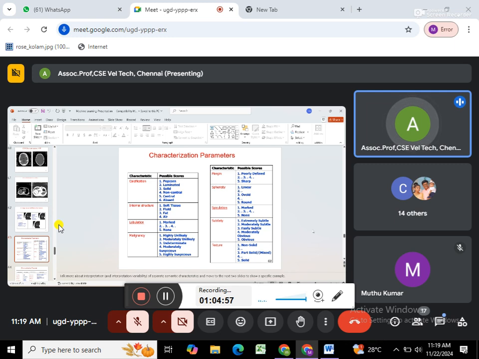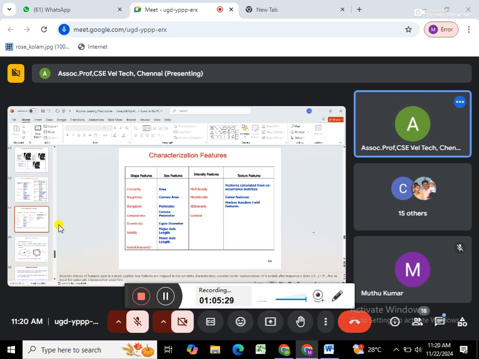Calcification: we are going to calculate 6 parameters: popcorn, laminated, solid, non-central, central, absent. The internal structures like fat, fluid, soft tissues, everything we have to take into account. And possible scores for everything will be validated. For margin: poorly defined, sharply defined; sphericity: linear, round or oval; and spiculation: marked or none, right? Texture values: non-solid, solid or mixed. Like that, the tabulation values we have to specify in your research.